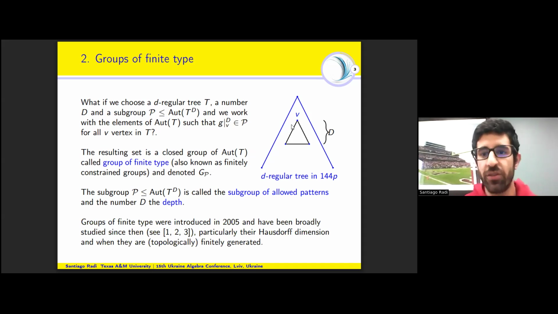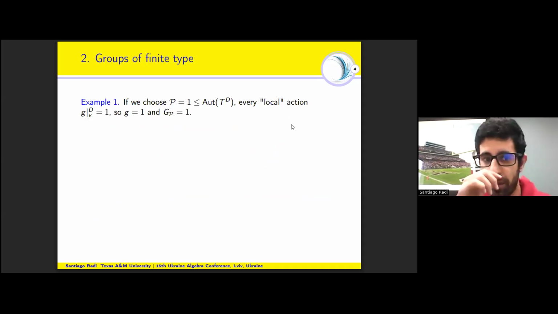These groups were introduced in 2005 by Grigorchuk, and they have been broadly studied in these 20 years. I put three references at the end. People have studied their Hausdorff dimension and when they are topologically finitely generated, in particular. As an example, if we choose the subgroup of allowed patterns to be P equals 1, basically the only local action that we allow is to act like the identity. At the end, the only element that we can create is the identity element, and G_P is going to be the trivial group.